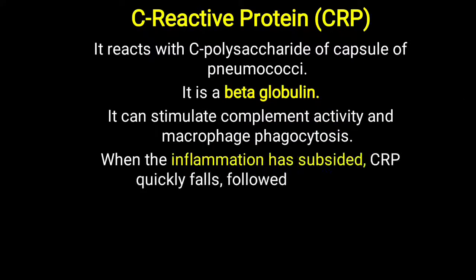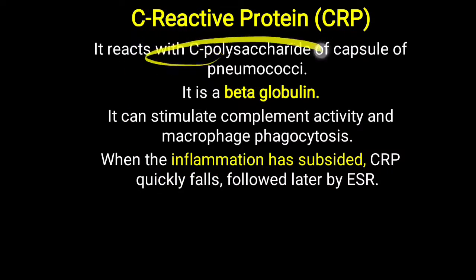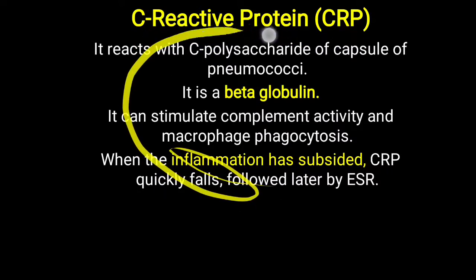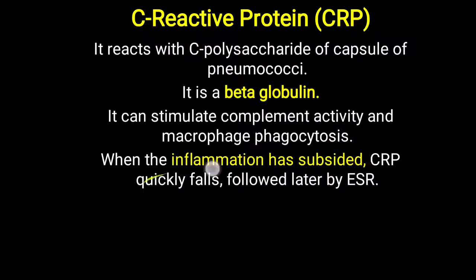When the inflammation has subsided, the CRP level will fall, followed by the ESR, meaning erythrocyte sedimentation rate. So it is a good indicator of inflammatory conditions in our body. As an inflammatory marker, this CRP is utilized. Basically, in acute phase protein situations, CRP is utilized.